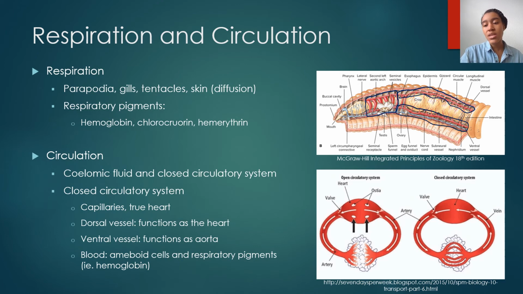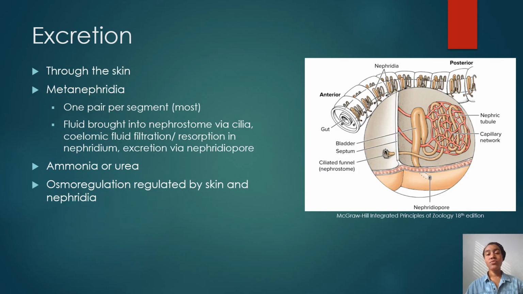So blood comes in through the dorsal side, goes and gets oxygenated at the heart, and then travels back out the ventral side to go to wherever it needs to go to oxygenate those organs. And the blood is interesting in this case in that they also have amoeboid cells in their blood and respiratory pigments, i.e. hemoglobin.